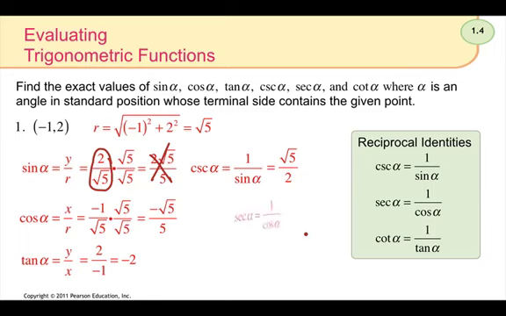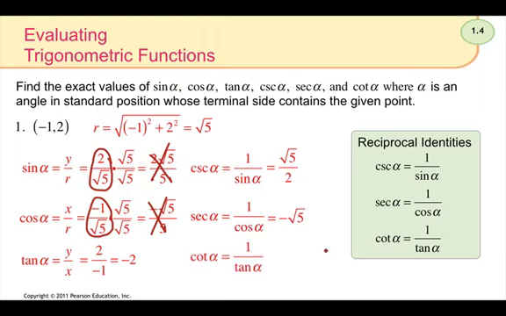So in the same manner, secant of alpha is going to be the reciprocal of cosine. Here's cosine, and I'm going to work with this one again, not this one. So once I get the reciprocal of this ratio, I end up with negative radical 5. Tangent. This one's easy. Cotangent of alpha is the reciprocal of tangent. So the reciprocal of 2 over -1 is -1/2. Let's go on to the next slide.